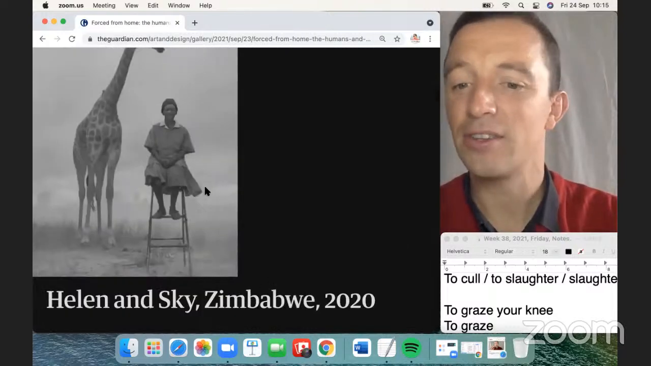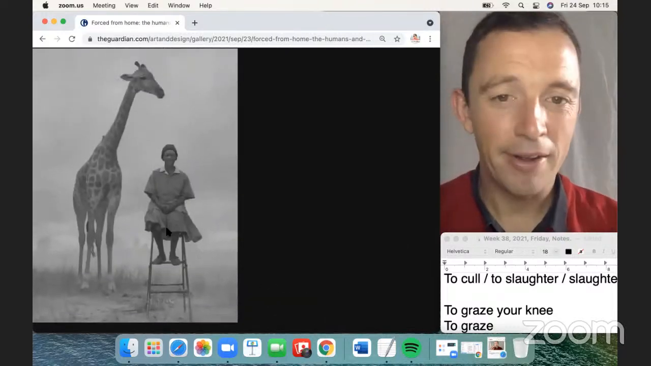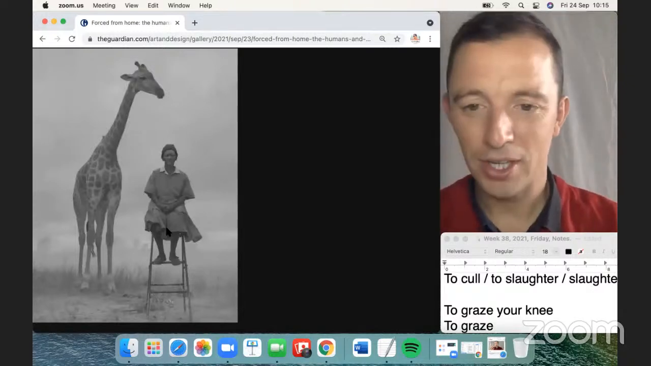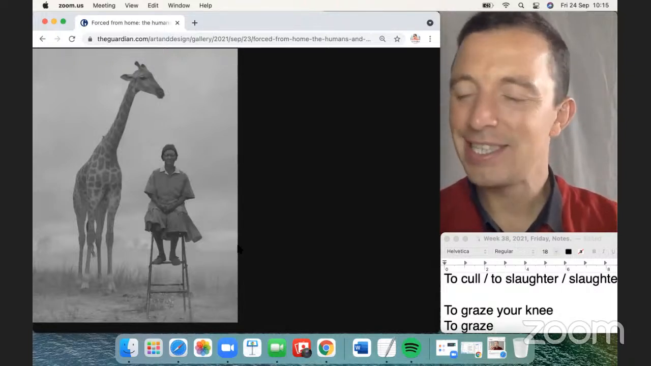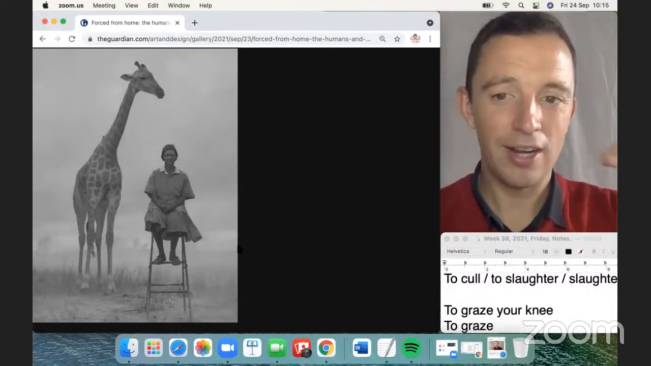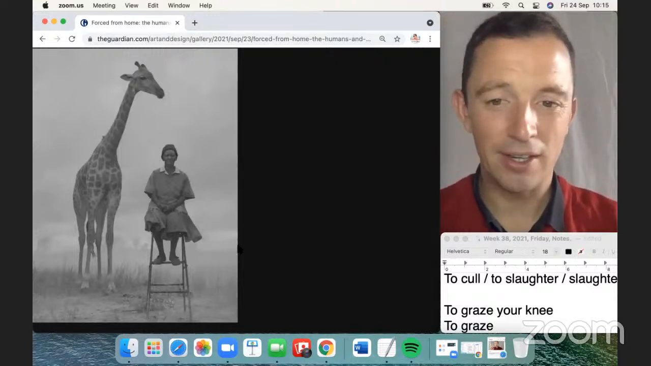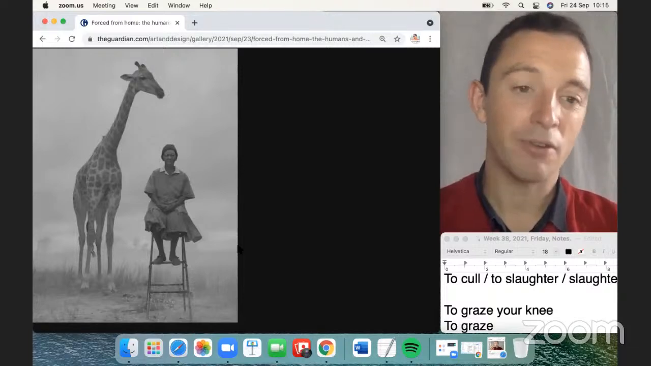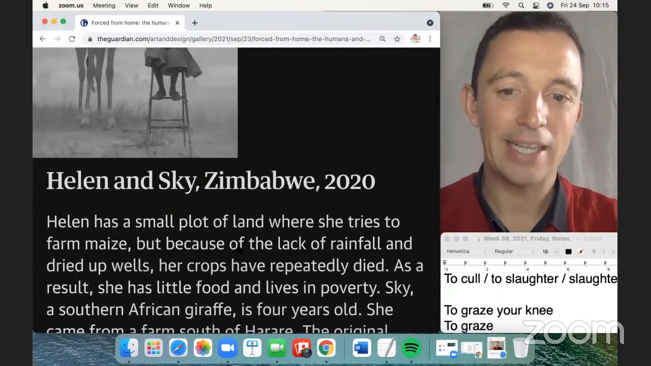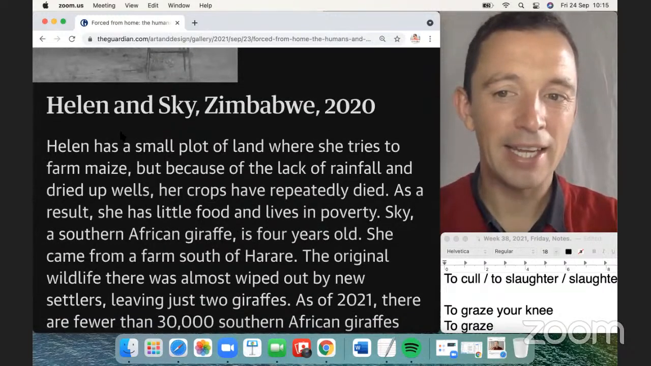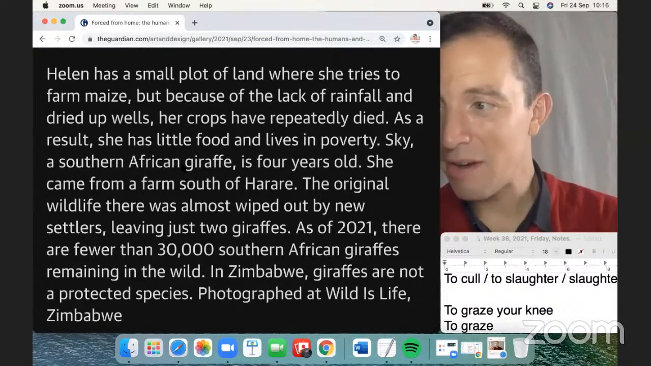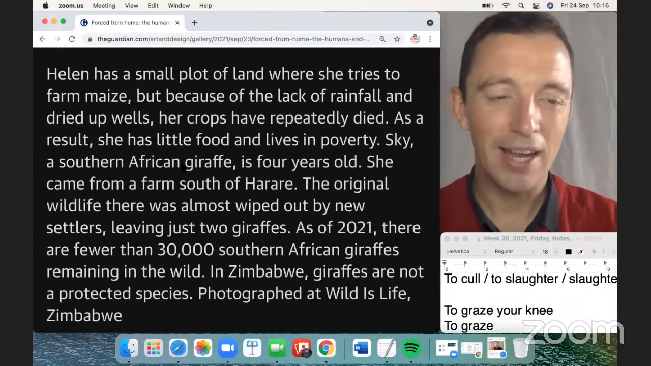Okay, so here you can see another picture. Again, very dramatic, very impactful, very striking picture. And you can see the lady sitting on a high chair and the giraffe is beside her, the big animal. So very interesting picture. And of course there is a story, and it's in Zimbabwe, Helen and Sky in Zimbabwe. Okay, so very short paragraph, but perfect for this class. And I hope you can follow the class.